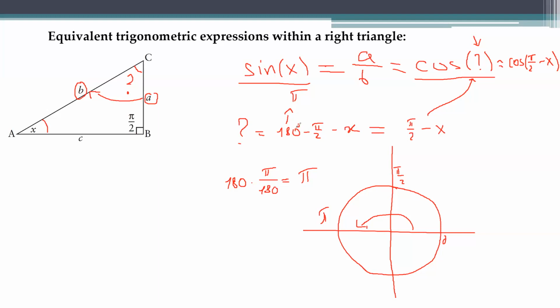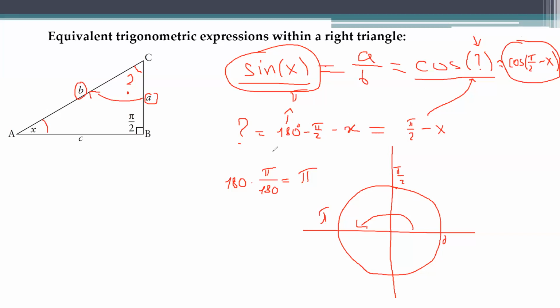Okay? I cannot subtract pi over 2 from 180. I have to convert one of them to radians or degrees. But for our purpose, it's convenient to use radians, as we have done in all the past classes. And it's the right way to work with sine and cosine functions. So here it is. Here's the equivalence. Sine x is equivalent to cosine of pi over 2 minus x.